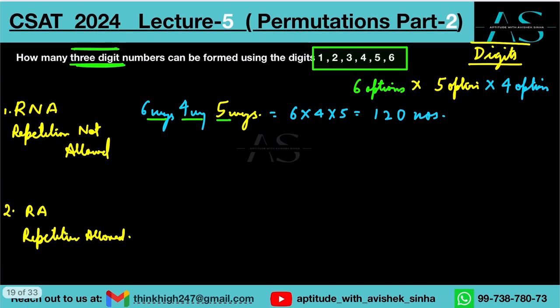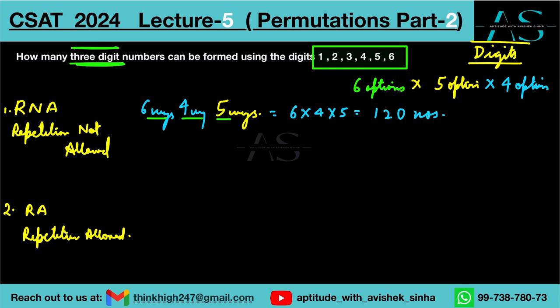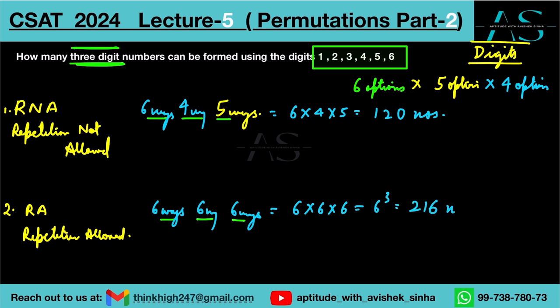Now, repetition of digit is allowed. If the repetition of digit is allowed and we have got 6 options, any of the chairs can be filled in those 6 ways. Whatever digit we have used here can also be used here and here. So the next chair can also be filled in 6 ways. Next chair can also be filled in 6 ways. So this is 6 into 6 into 6, which is 6 cube or 216 numbers.